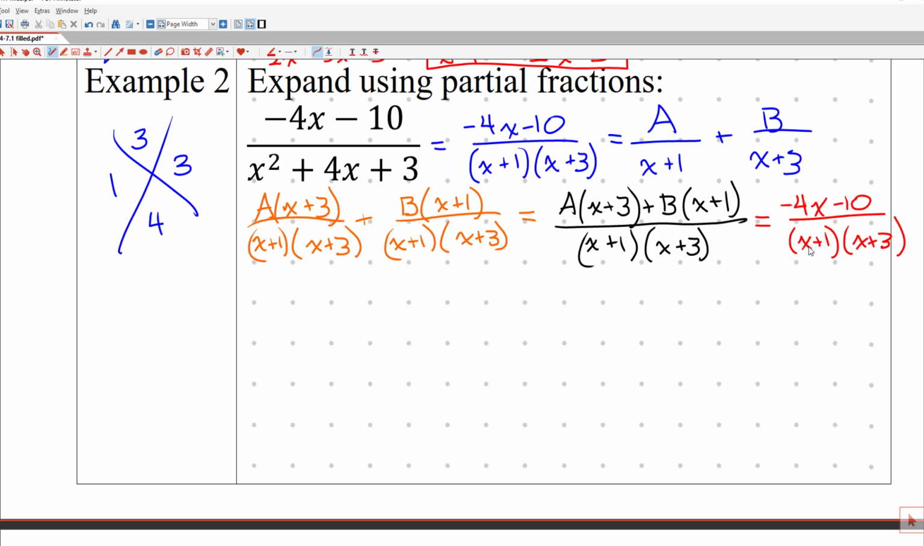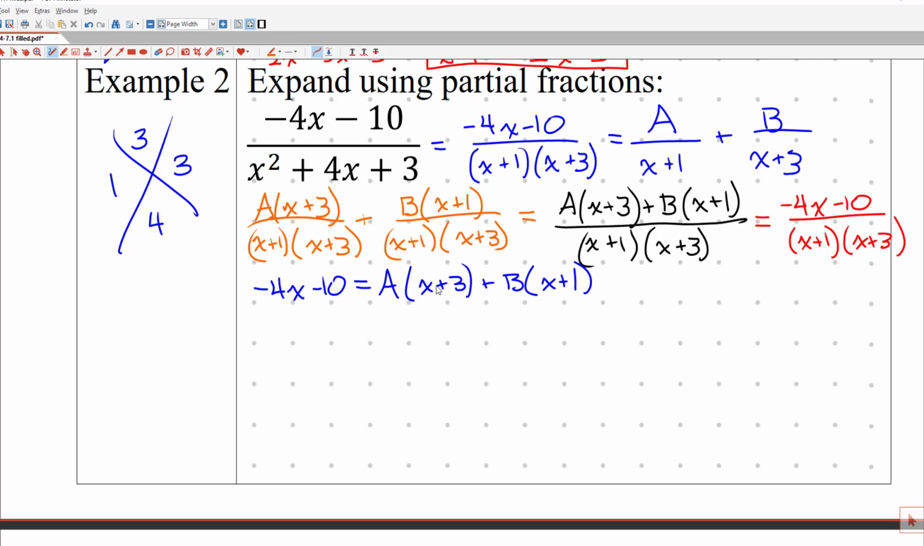So since the denominators are the same, we're just going to set the numerators equal to each other. Therefore, I have negative 4x minus 10 should be equal to all of that numerator, which is a times x plus 3 plus b times x plus 1. Alright, so let's find some nice values that make these things 0 to solve.